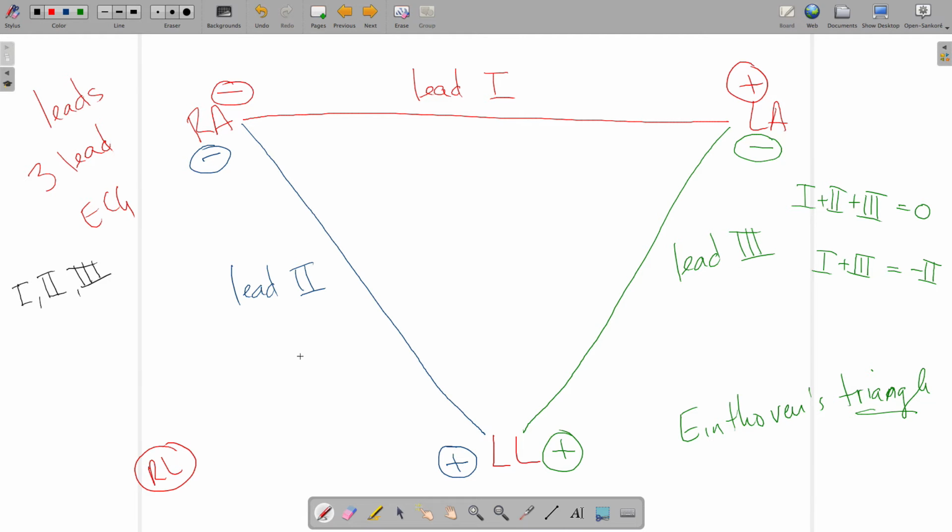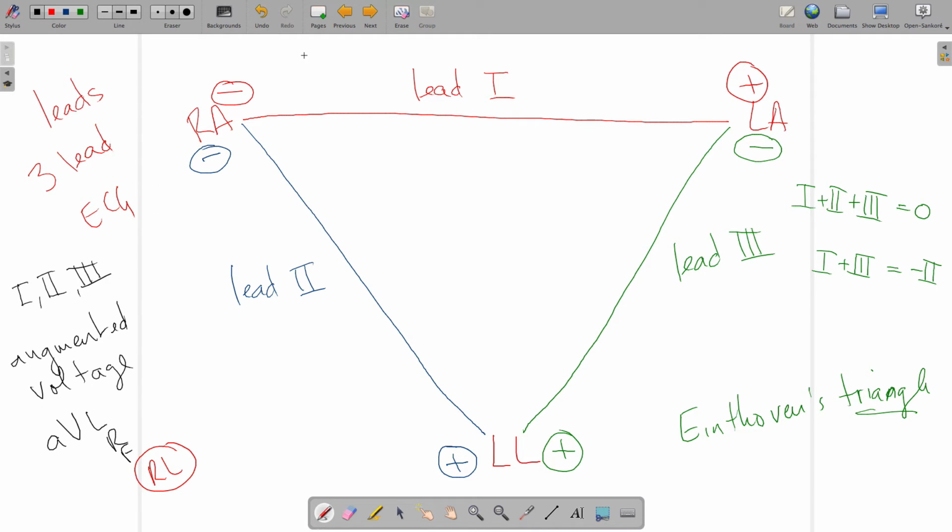But you're also going to create some additional leads, and these leads are called the Augmented Voltage Leads. And you'll see them as AV, and then there's going to be a letter after it. It'll be AVL, AVR, or AVF. So augmented voltage from the left, augmented voltage from the right, augmented voltage from the feet. So augmented voltage leads are actually created by using geometric properties associated with Einthoven's triangle, and actually these are calculated leads. They're not actually measured per se.